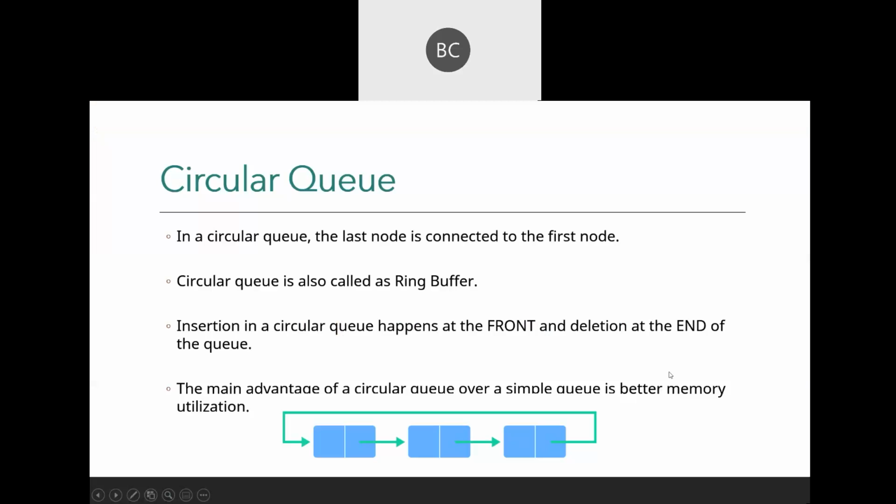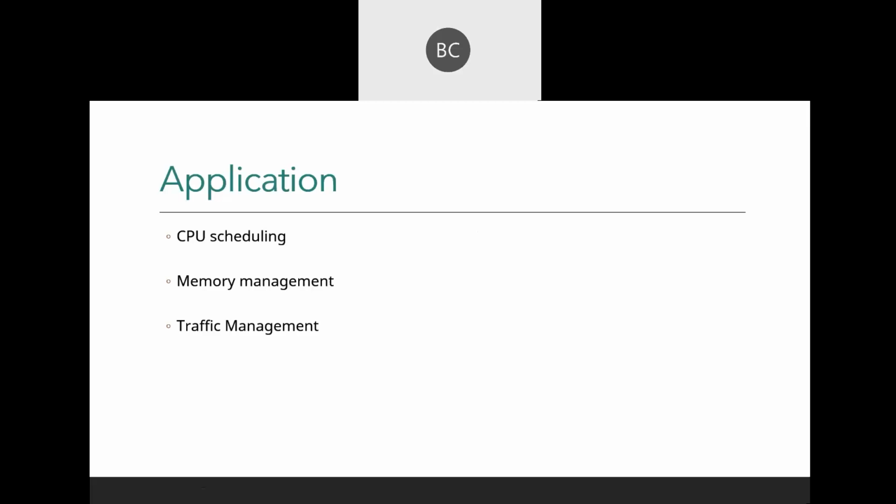So circular queue, you guys already know the last node will be connected to the first node. So what is the main application of circular queue? Because it has better memory management. It is mainly used for memory management, CPU scheduling, and traffic management in your computer. Most of the OS related tasks are done using queue only.